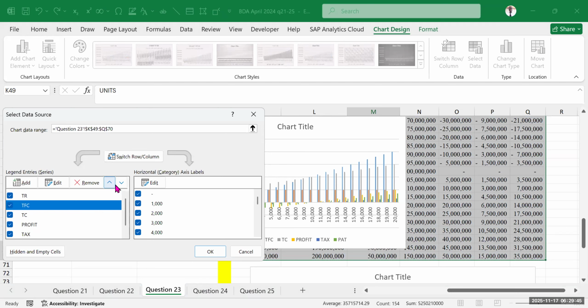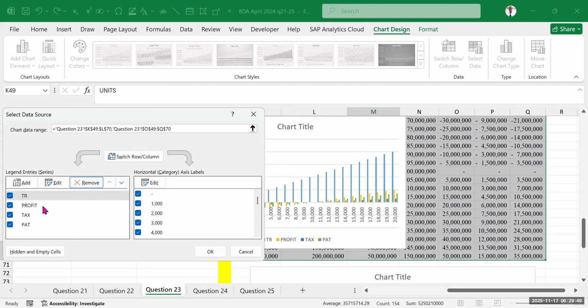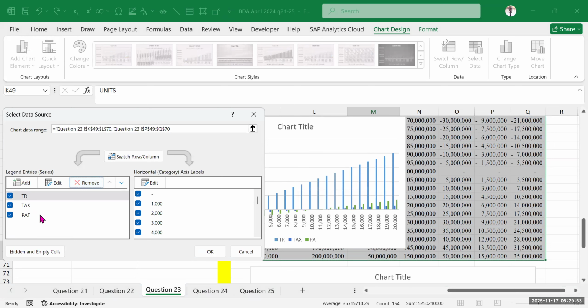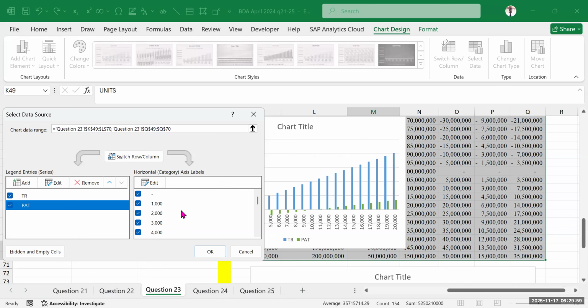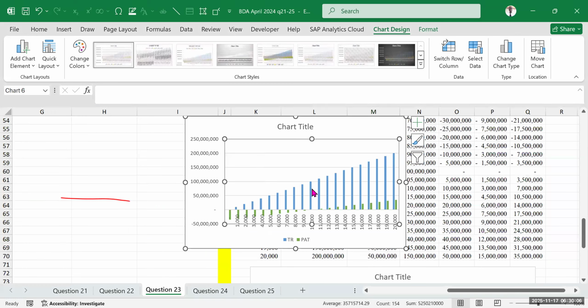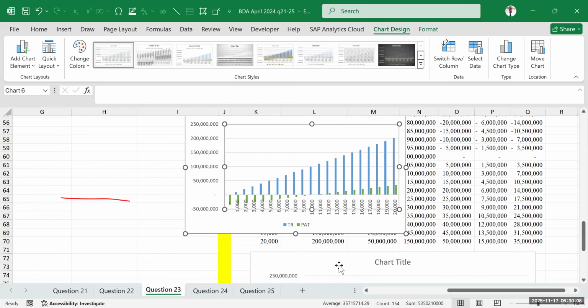So remove total fixed cost by this tab, say remove. Remove total cost, say remove. Did you want profit? The answer is no, remove. Did you want tax? The answer is no, remove. What did you want to appear on the y-axis? Revenue and profit after tax. X-axis, it is just units. You've already aligned what you need, and your graph is still very good.